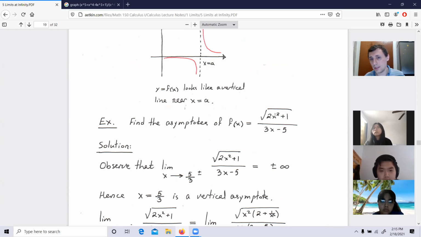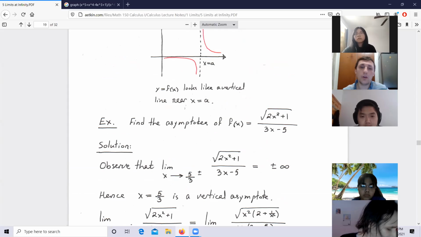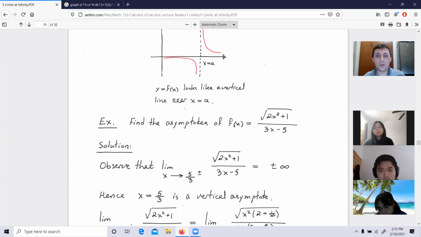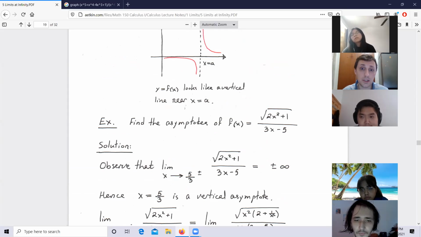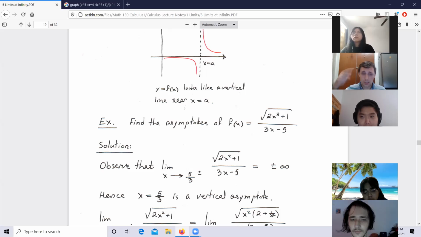So the numerator can process any number, right? If I square a number, multiply by 2 and add 1, I get a positive number. The square root of any positive number can be calculated. Yes? So the numerator always works.